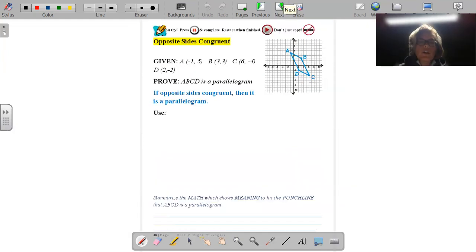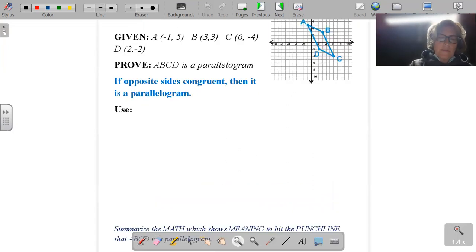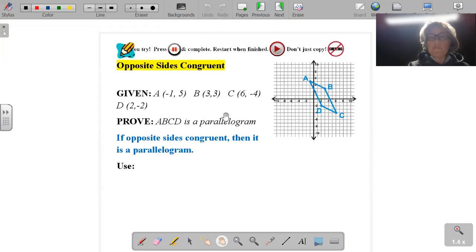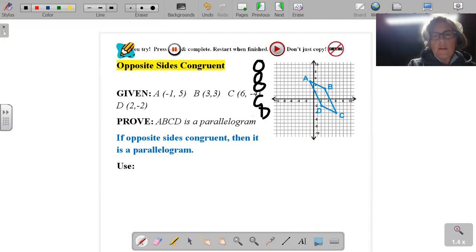This page, you're going to do on your own. Make sure you read the instructions. Pause the video, do your own work. Pause. Welcome back. Let's see what your instructions were. Your instructions were to prove it's a parallelogram, but you were supposed to prove it by showing opposite sides were congruent in length by using the distance equation.